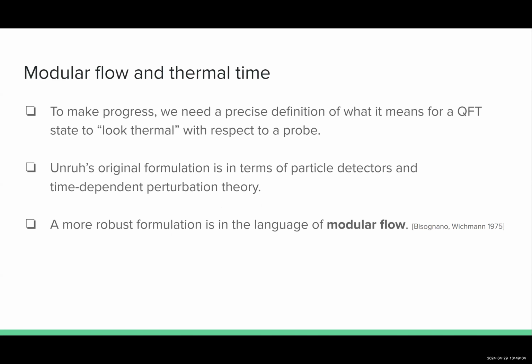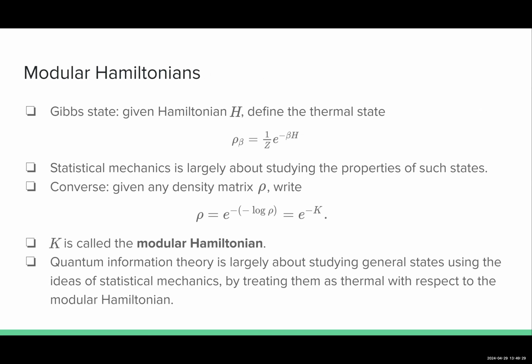Now, the way Unruh originally formulates this is in terms of particle detectors. He says if you take a two-level system and you couple it to a quantum field theory vacuum in a particular way and you send it along a particular trajectory, it's going to start clicking, detecting particles with thermal statistics. This formulation is not particularly robust in terms of being able to manipulate it mathematically. And there is a more robust formulation, which is in this language of modular flow. It's a very simple idea.